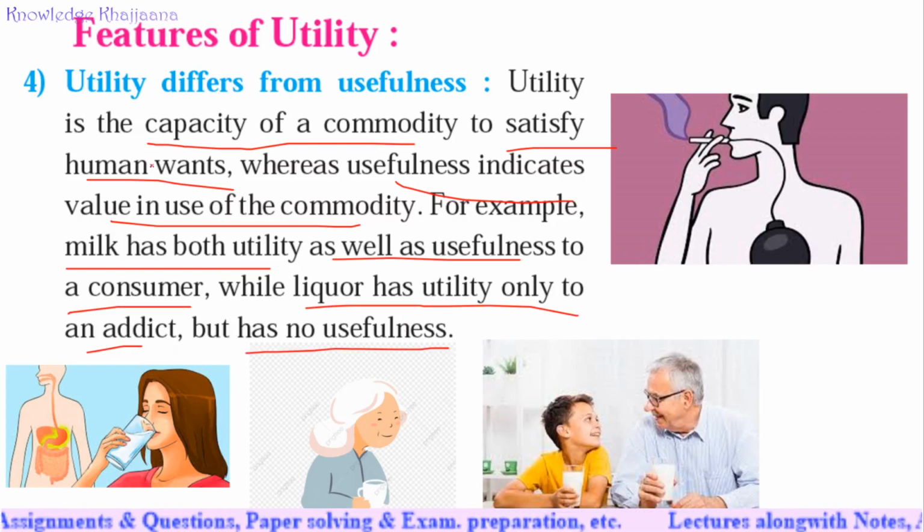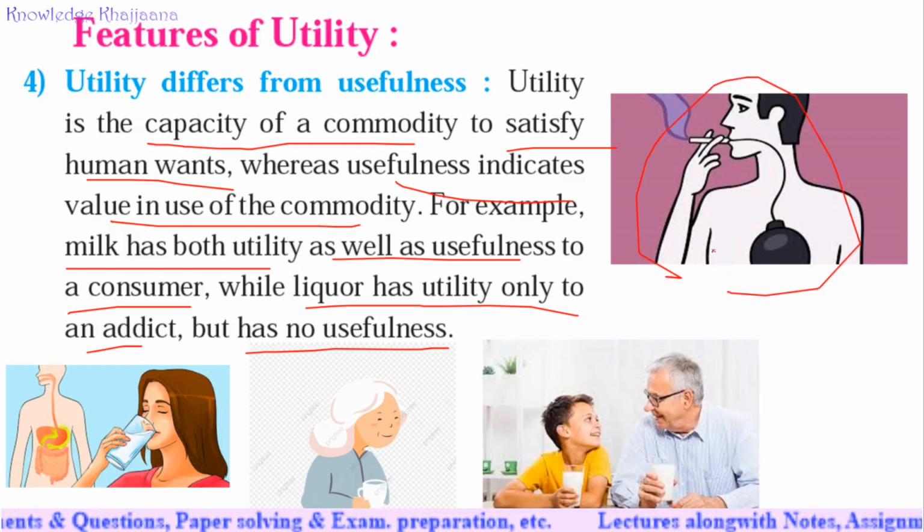It is shown in this picture also. Tobacco and cigarettes have utility only for their addicts, the people who are addicted to them, right? But they do not give usefulness to health. To nobody. Rather, they are injurious to the health of the addicted person, and also of others. They have no usefulness to anyone. There is no ethical or moral significance for the consumption of cigarettes, tobacco, alcohol, etc.